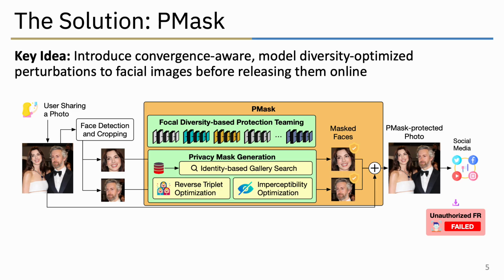So given a photo to be shared, we first use existing face detection techniques to crop the regions containing a face. Then each face will be processed independently by PMask to learn and apply nearly imperceptible changes to it. Then we put these protected faces back into the original photo, and the user can now share it online. In the next few slides, I will highlight the key components in PMask, and I will start with how we optimize the privacy mask for a given facial image.